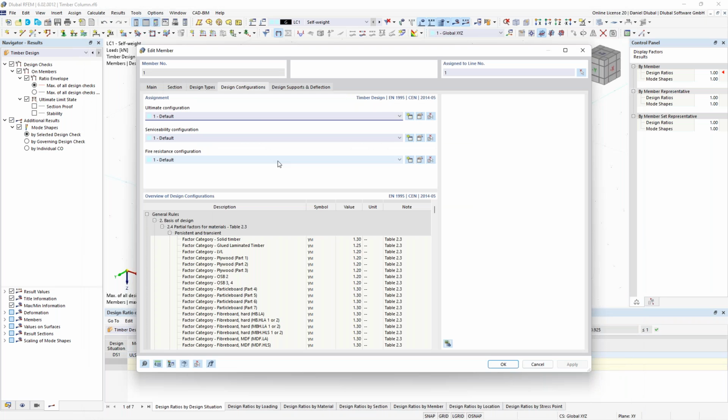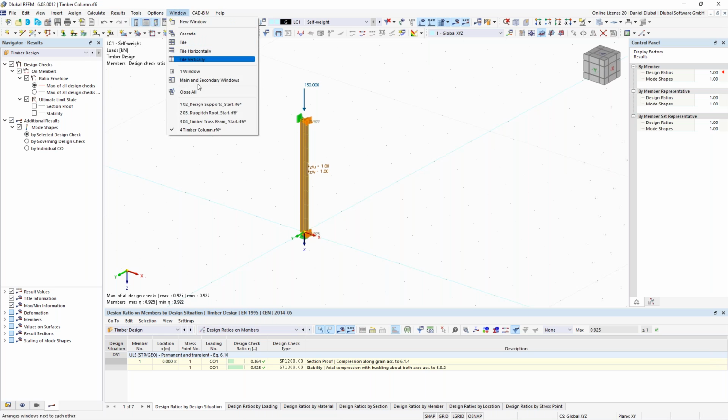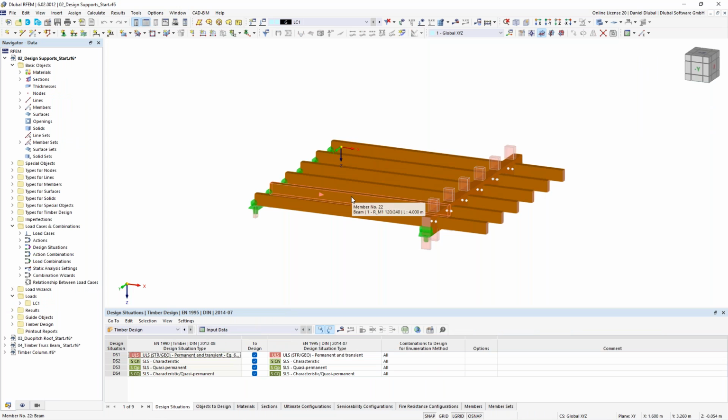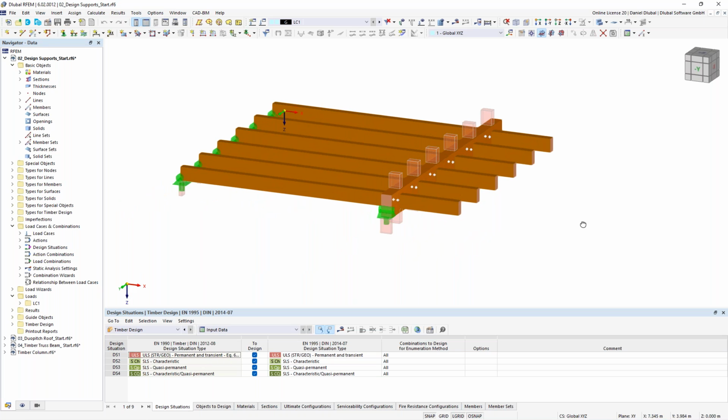And this was our first example of the timber column. So now I have three more examples regarding the timber design. So let's do the next one, and this is the whole definition of design supports. I'm sorry, I'm a little bit sick, but this doesn't matter for this training.